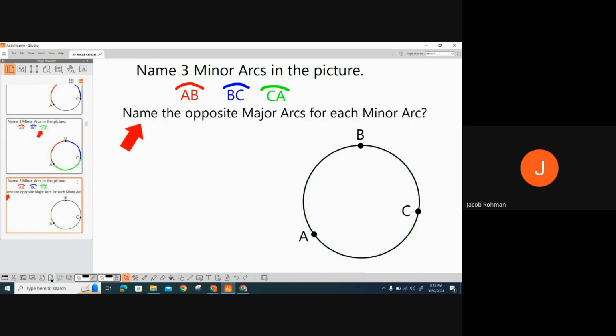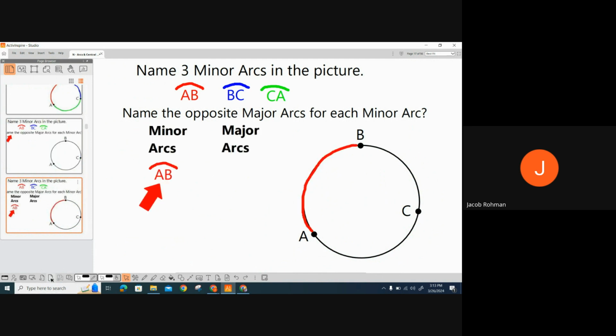And then here it says name the opposite major arcs for each of the minor arcs. So first of all, we're going to list out those minor arcs again. So let's start with minor arc AB. So the major arc that goes with that is going to go from A, not this direction, but A this direction all the way around back to B. So that would be arc ACB.